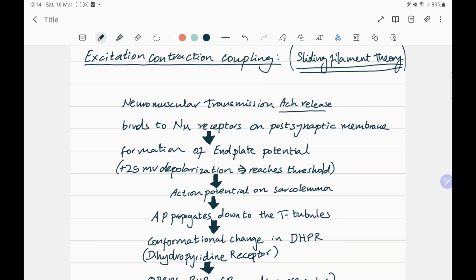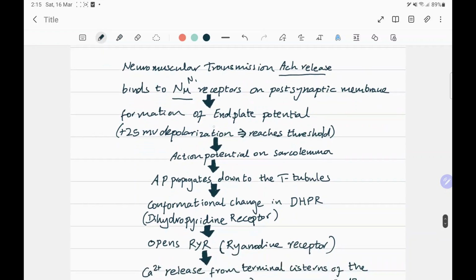So this acetylcholine release will cause the acetylcholine to bind to NM or N1 receptors on the postsynaptic membrane. So you form an end plate potential on the postsynaptic membrane, and this end plate potential is depolarization, and if the depolarization is more than 25 millivolts at least, you will reach the threshold of the muscle. So it reaches the threshold and you get this action potential. So the action potential will form on the postsynaptic membrane or sarcolemma.